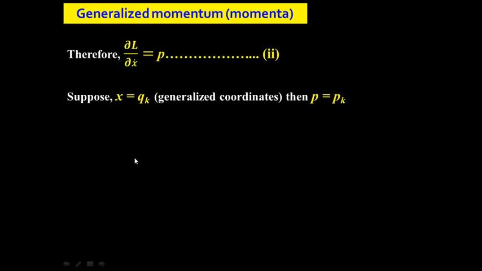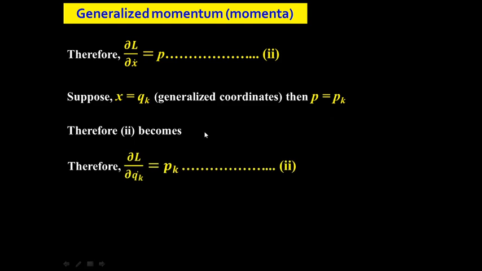Suppose this x is the generalized coordinate, that is qk. Then this momentum will be the generalized momentum, that is pk. So in equation number 2, in place of x we put the generalized coordinate, and the momentum becomes the generalized momentum pk. Equation number 2 becomes del L by del qk dot equal to pk. So this is the general expression for generalized momenta.